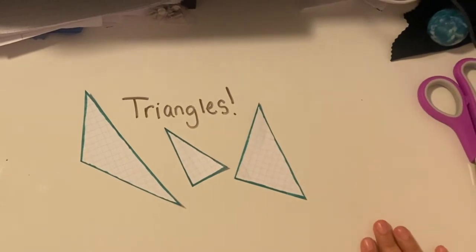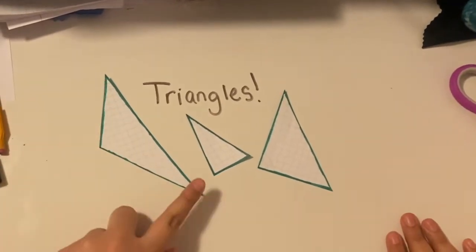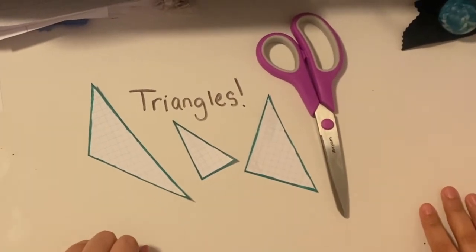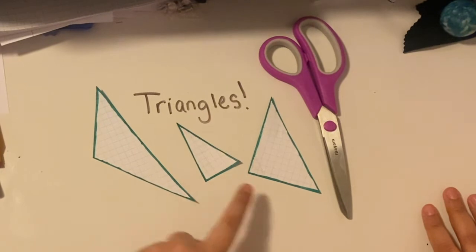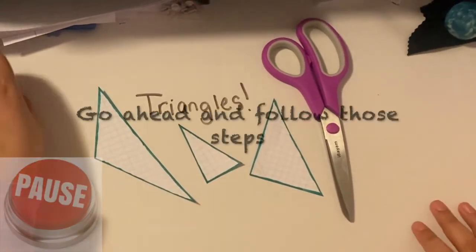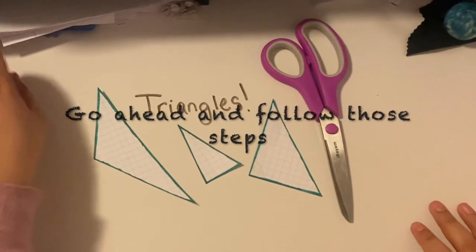Then we're going to cut it out, outline it, and make sure that it's very clear where the edges of our triangles are. So you only have to do this once. I did it 3 times just to show you all the variations of triangles. Go ahead, pause the video, watch the steps again if you missed something.